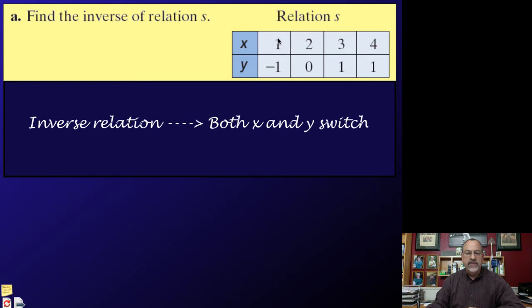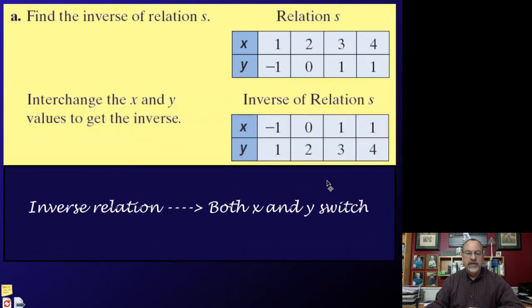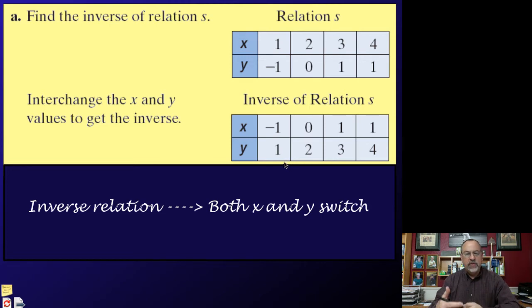So this x value of 1 is going to be the y value of the inverse, and this y value of negative 1 is going to be the x value of the inverse. So the inverse relation simply switches the x values with the y values. Okay, that's pretty simple. And again, that's the lesson: x becomes y, y becomes x. Everything that we do now is just an application of that principle. So simply apply that to this table.